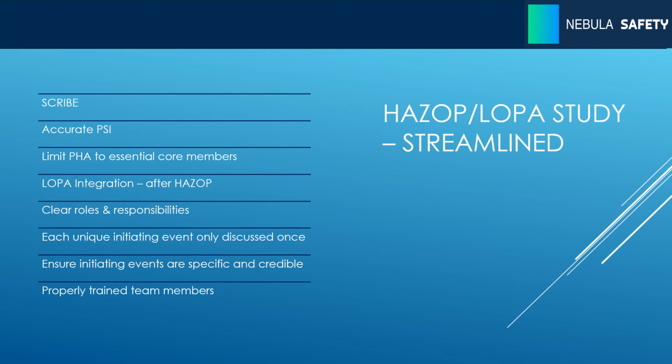Initiating events listed should be specific and credible. This is also going to help during the LOPA phase to assign initiating event frequency, and ensure that team members are properly trained on the methodology being employed so they stay engaged and can productively contribute to the conversation.